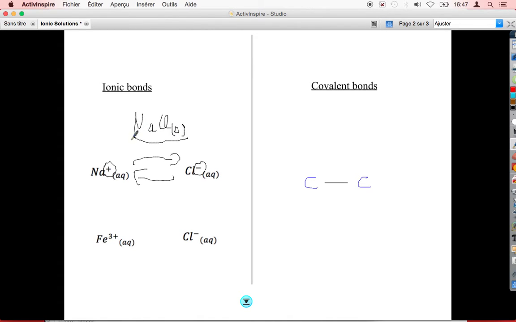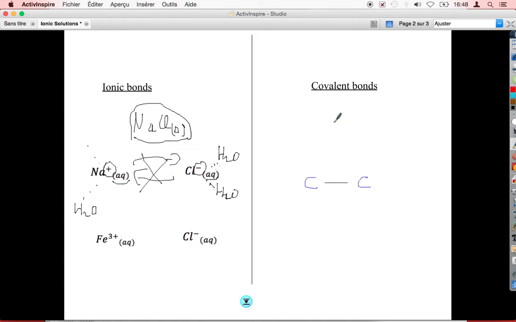We just have this. And when we put it in water, this link is broken by the attraction of water, which creates new links with Cl- in one case and Na+ in the other case. That's why we have aqueous there, because aqueous is for water. We have the same with Fe3+ and Cl-.